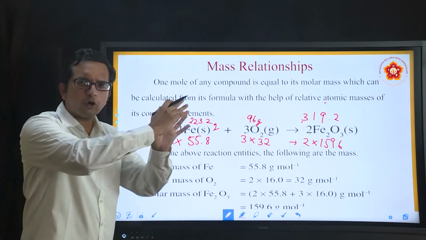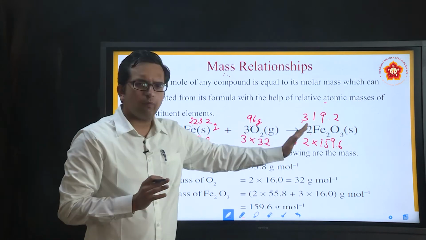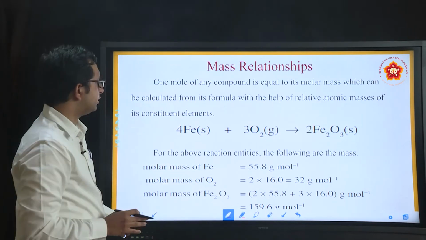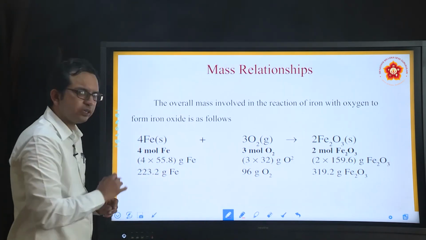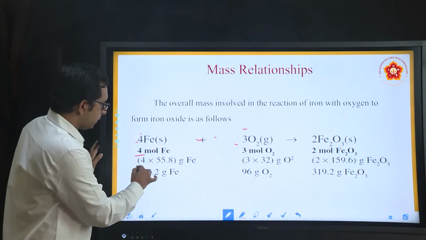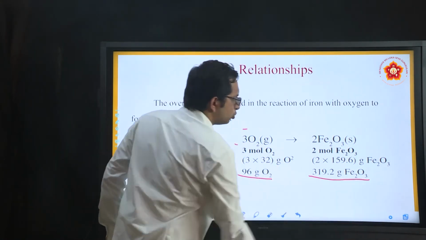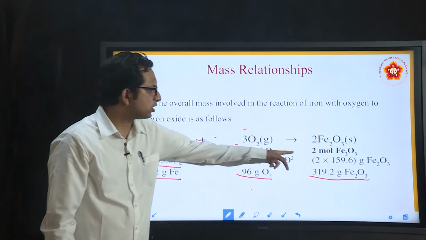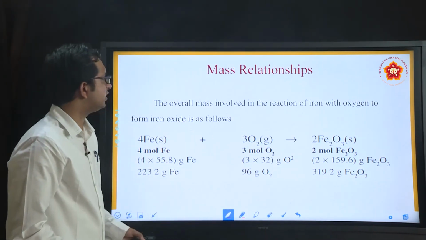So, one was the mole concept, which was interrelated. This is the mass relationship, which says that an equivalent amount of mass will be required in these cases. So, this was the mass relationship in terms of stoichiometry. The same thing is shown here: in terms of moles 4, 3 and 2, the corresponding masses are also generated: 223.2, 96 grams of oxygen, 319.2 grams of Fe2O3. So, if these grams of reactants are present, the corresponding product will be formed. This was the mass relationship that we have seen here.